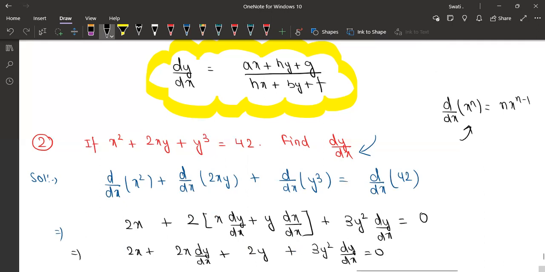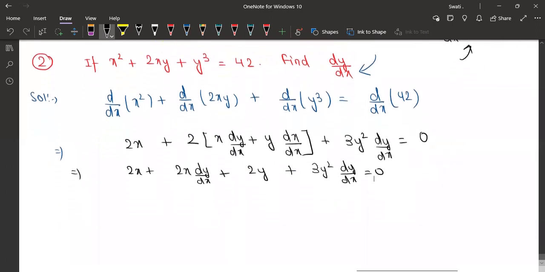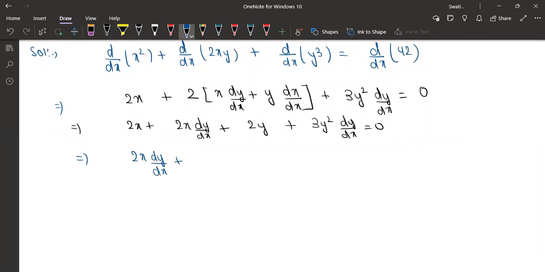Because we need to find out the value of dy/dx only, we will write down the dy/dx terms together, and then we will shift the other terms to the other side. So what will this become? This will become 2x dy/dx plus 3y square dy/dx, and shifting the other expressions to the other side, it will become minus 2x minus 2, right?